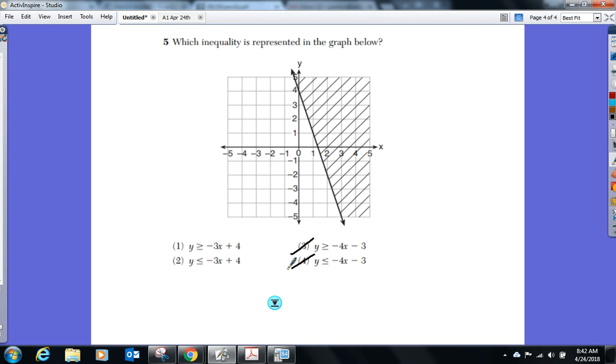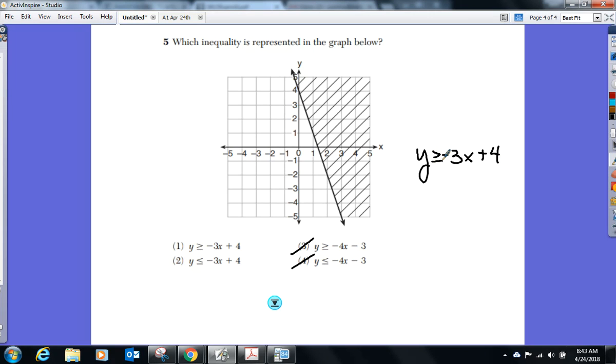Negative 3x plus 4, negative 3x plus 4. The only thing different between these two choices is the signs. So how do I figure out where the shading should go? I'm going to show you what I'm comfortable teaching you with. And then maybe you guys have an alternative method you learned and you can tell me. Here's what I do. I pick 0, 0. I take the point 0, 0 and I plug it into negative 3x plus 4.